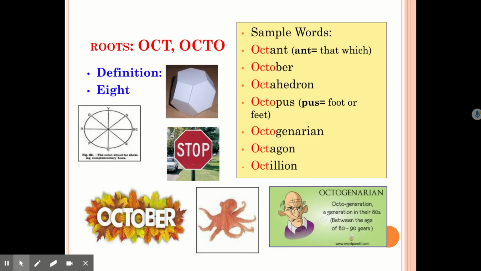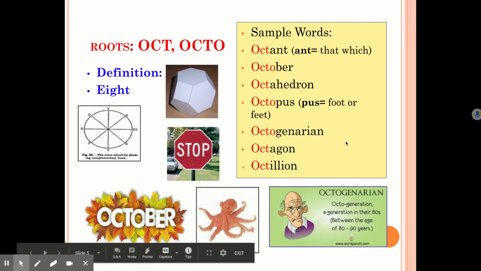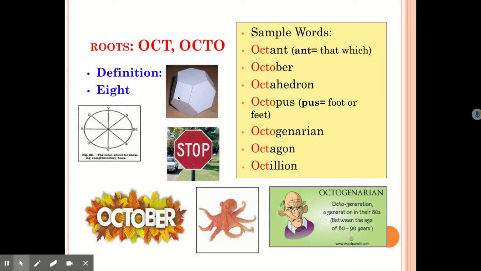Next, we have oct and octo, which mean 8. Let's take a look at some sample words. Octant, ant, meaning that which, is the 8th of a circle. So if you look at this picture here, this circle is divided into 8 pieces. One of those would be considered an octant.